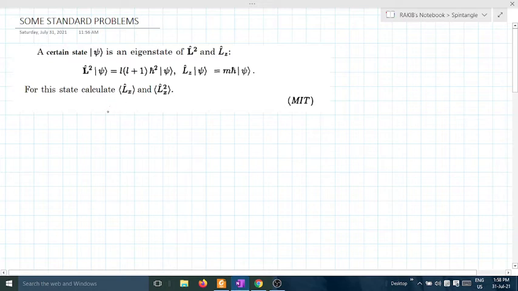Welcome to the Spintangle. We are here with a new problem from an MIT entrance examination that is related to the topic called angular momentum from quantum mechanics. Let's read the problem first.